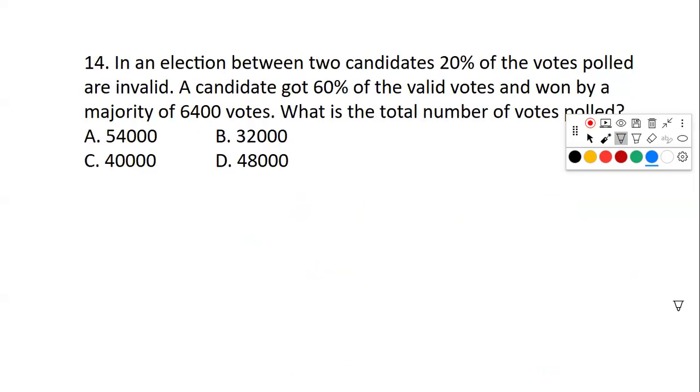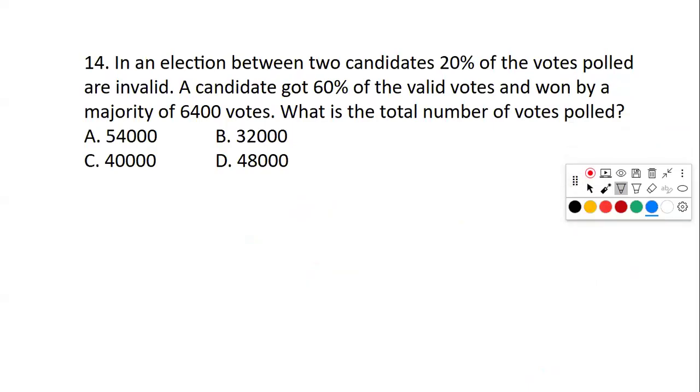Okay, so now look at this question. You have invalid votes here. So how to deal with votes polled? 20% of the votes polled are invalid. A candidate got 60% of the valid votes and won by a majority of 6,400 votes. What is the total number of votes polled? So how to deal with your invalid votes now?